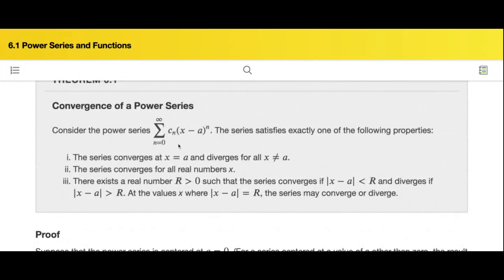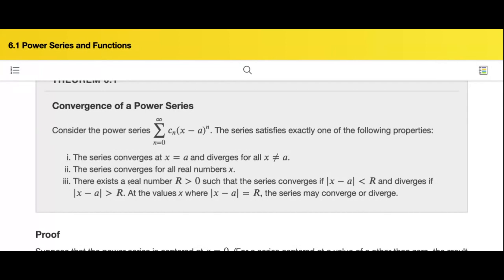So a standard form of power series: Cn (x minus a) raised to n. The series satisfies exactly one of the following 3 properties. First, the series converges at the center and diverges for all x not equal to a, not the center. Second, the series converges for all real numbers x.